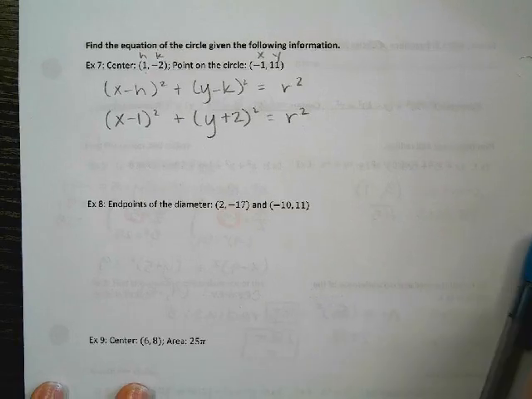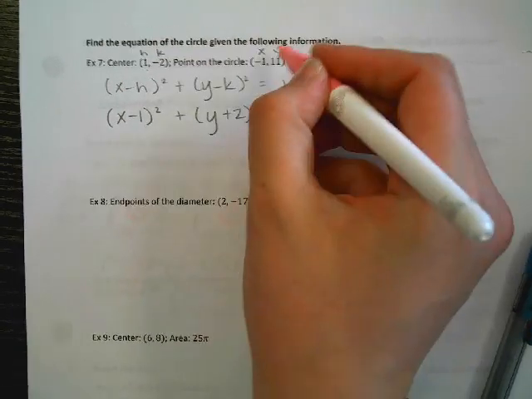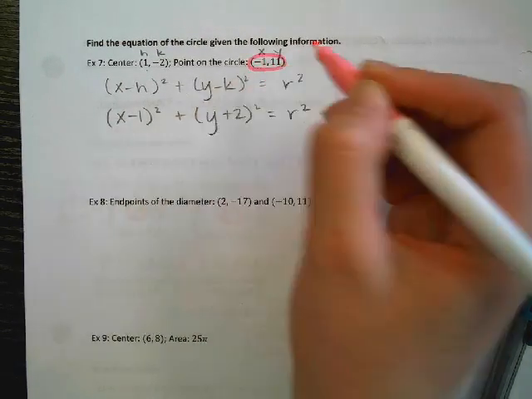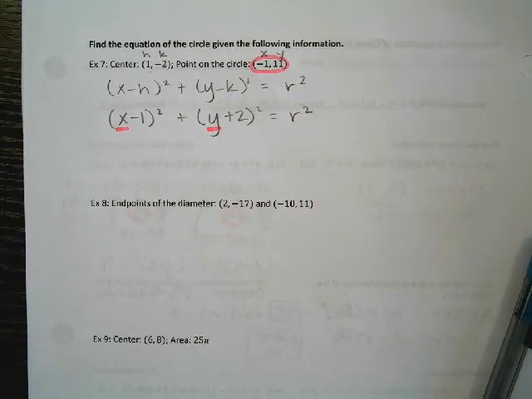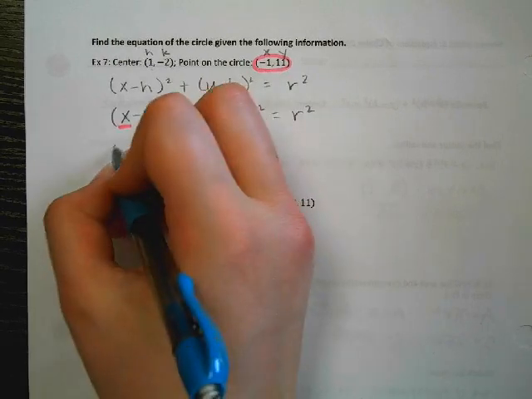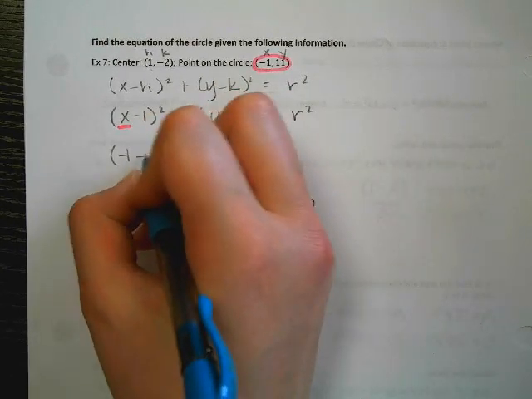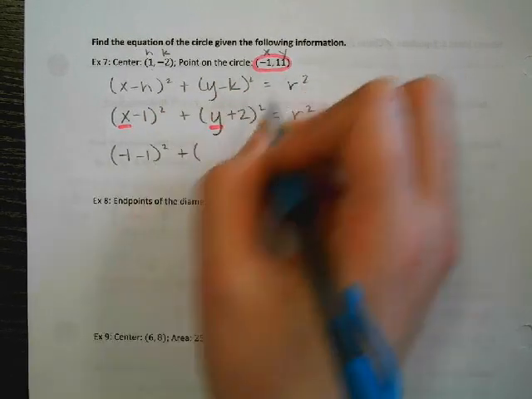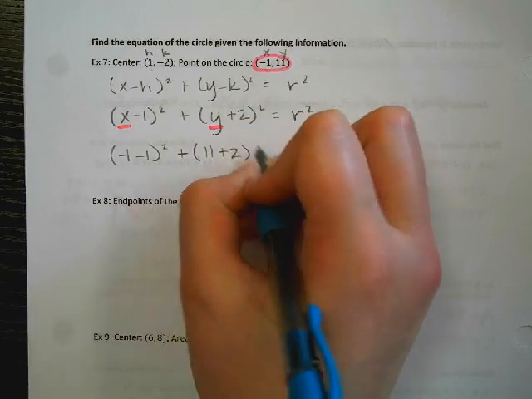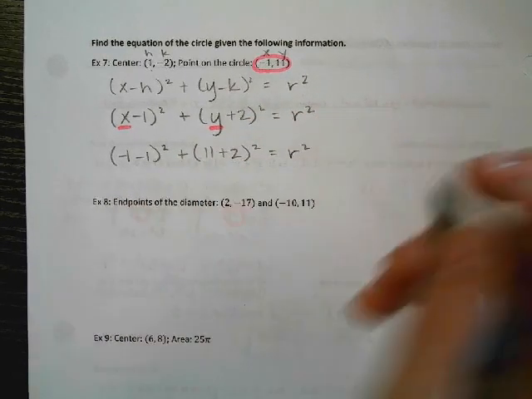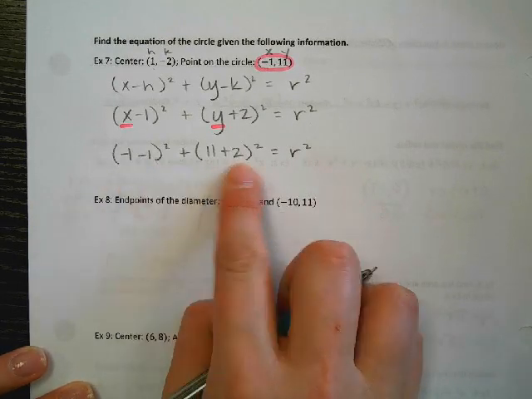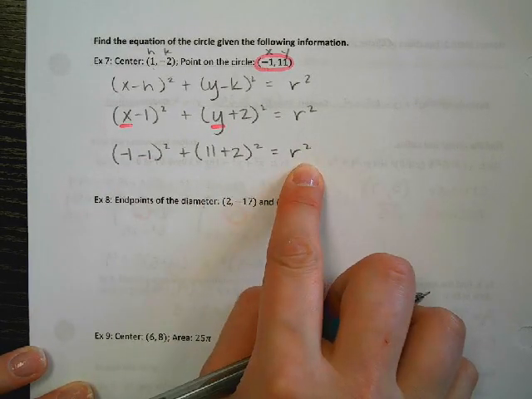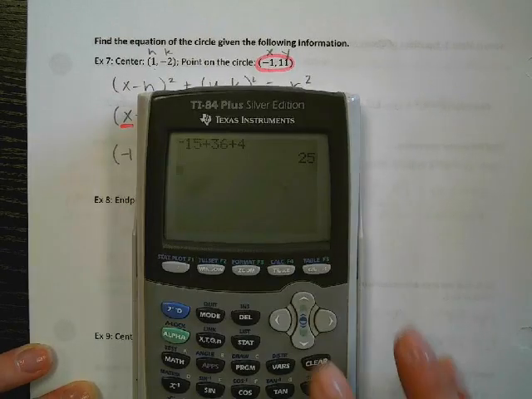So what I'm going to do is take that x and y, and plug it in for the x, and plug it in for the y. Okay, and you'll see why that works in a second. So if I plug in the x, I get -1 minus 1 squared plus 11 plus 2 squared equals r squared. The reason this was beneficial is that when I have all these numbers plugged in, I'll know what r squared equals. So let me go ahead and do that.